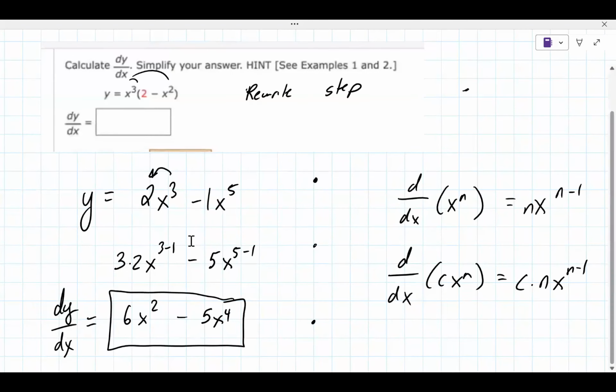Oh, because we brought the 5 down in the front because of the power. Okay, but still kept the 5 minus 1 equals 4. Okay, and this rule is called what for the derivatives? It's called the power rule. The power rule, right? Okay. Power rule. Oh, I got it.